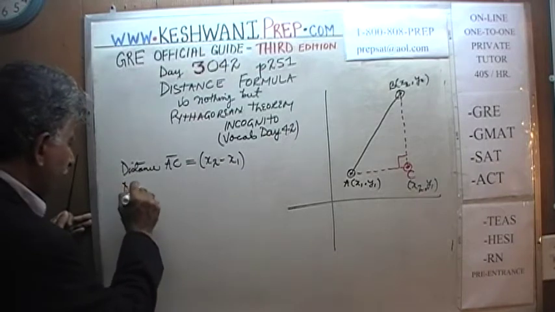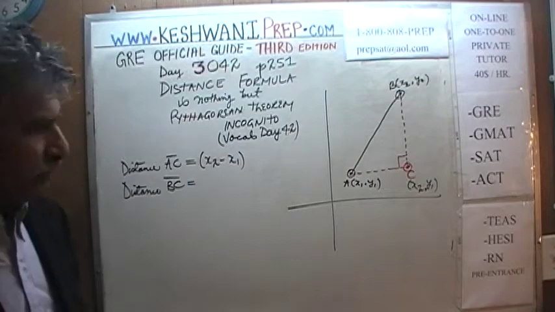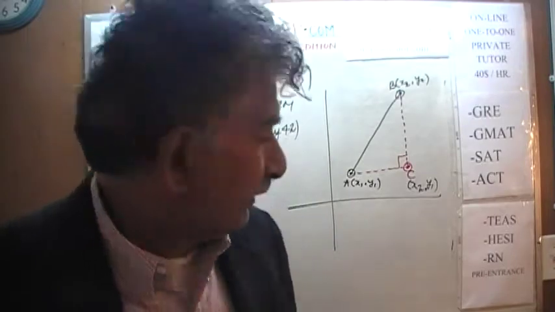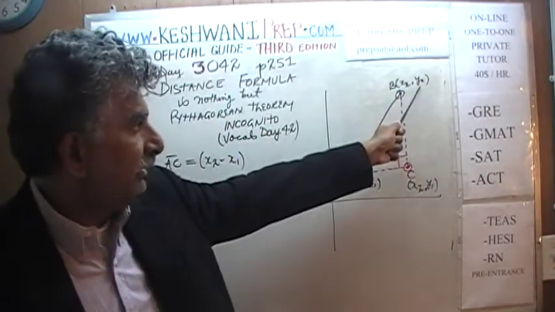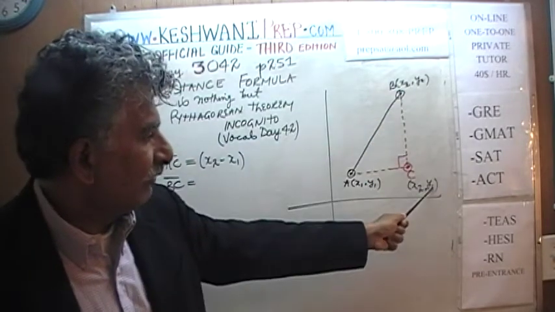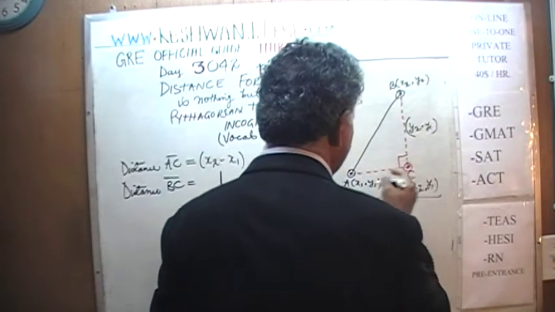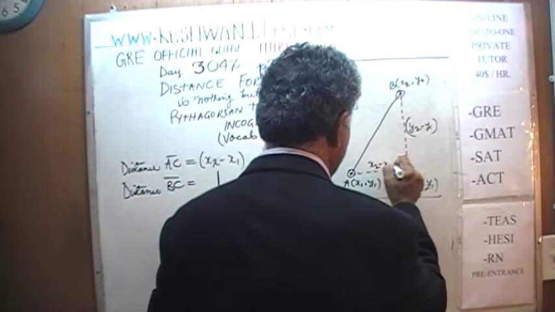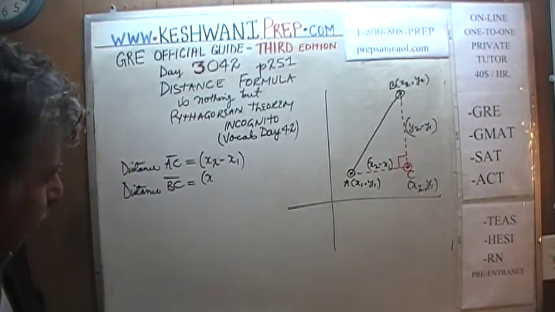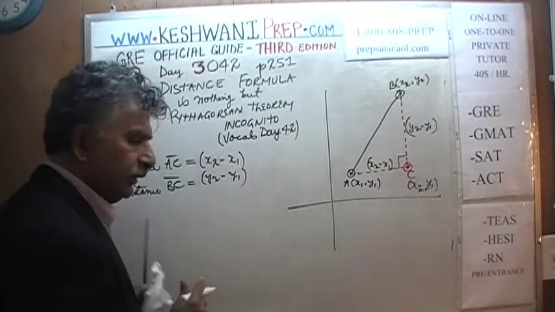Similarly, we can figure out the distance from B to C. Distance from B to C is simply the y coordinate of point B minus the y-coordinate of point C. The y-coordinate of point B is y2, the y coordinate of point C is y1, so it's simply y2 minus y1. This distance here is y2 minus y1. And this distance we just found out was x2 minus x1. Voila. We are almost done.